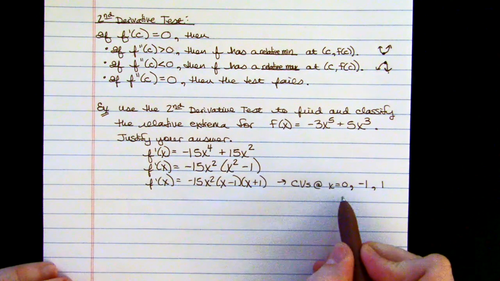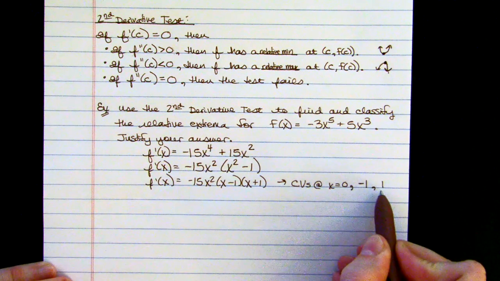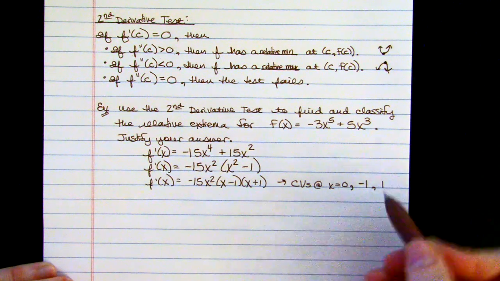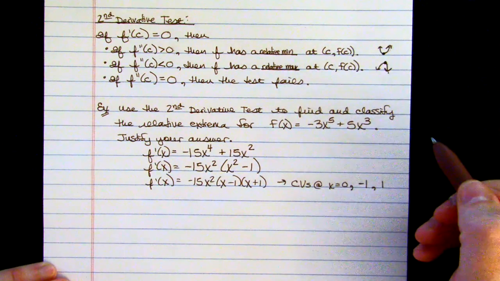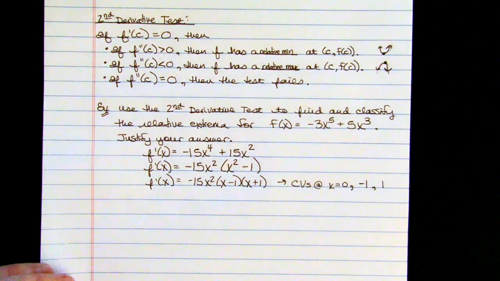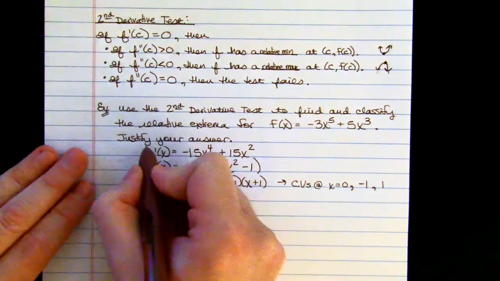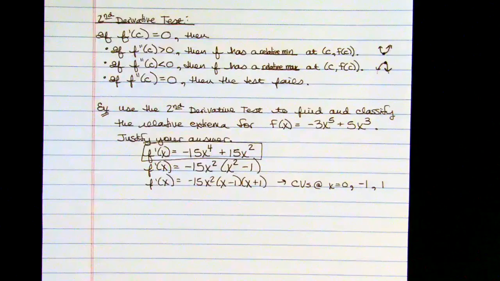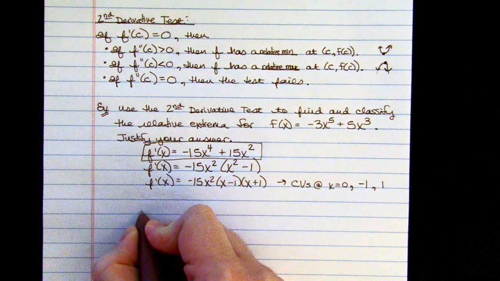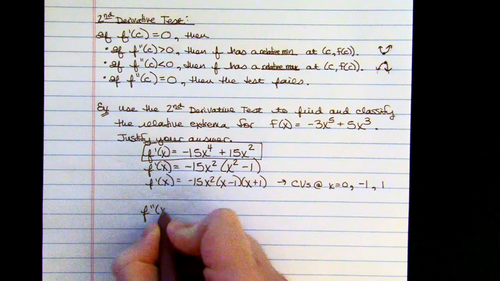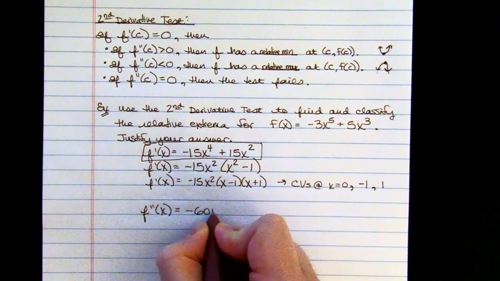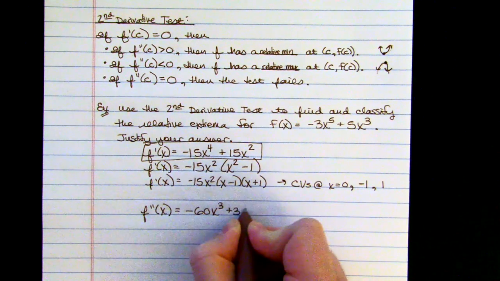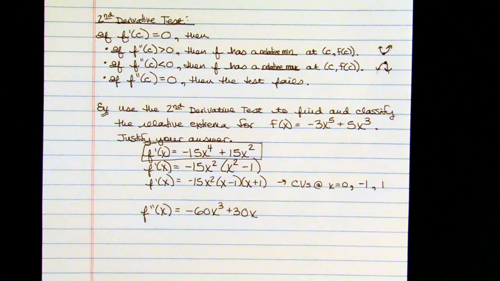Now, I'm going to need to plug these 3 x values into my second derivative to see if I'm concave up and I have a relative min, concave down and I have a relative max, or second derivative is 0 and then I can't really tell much. Take a moment, take this version of your first derivative, and calculate your second derivative. Let's see, f double prime of x equals negative 60x cubed plus 30x, I believe.